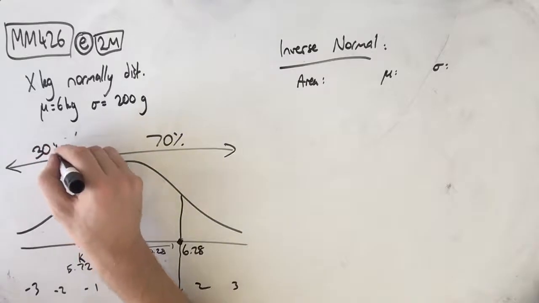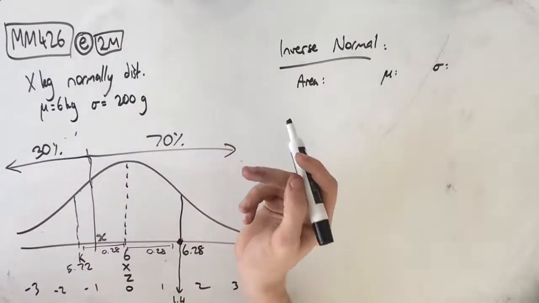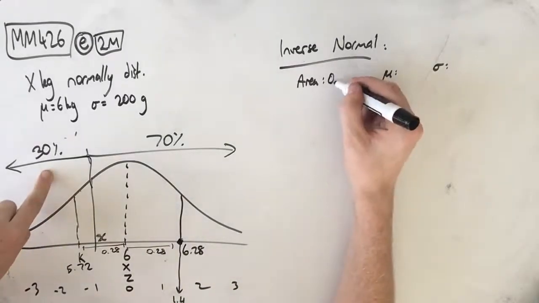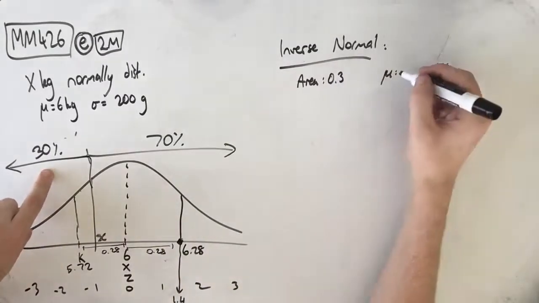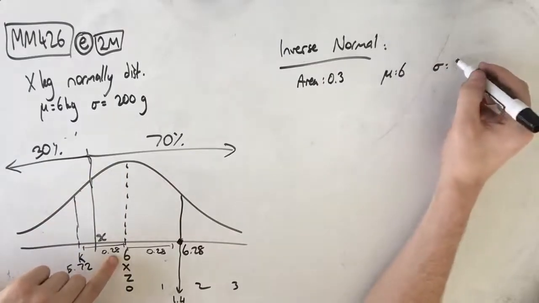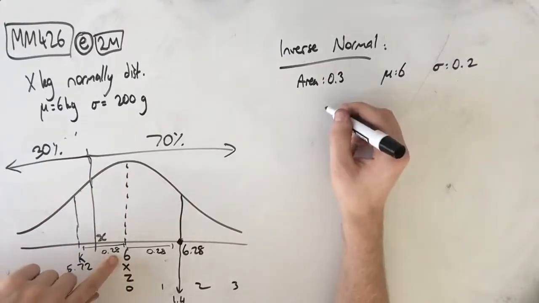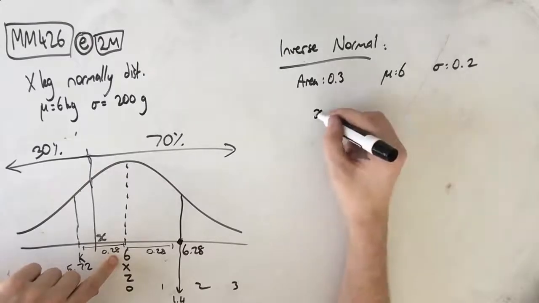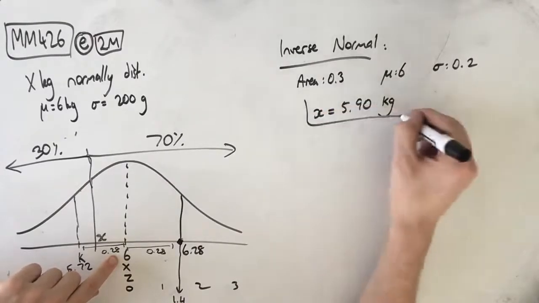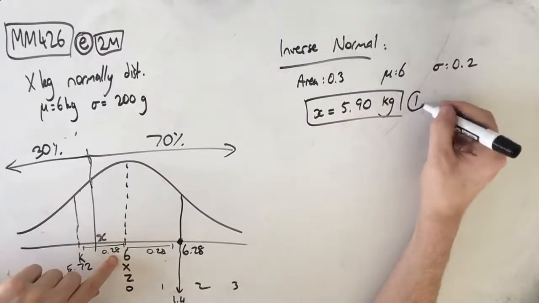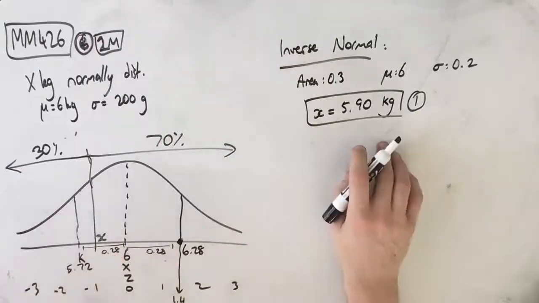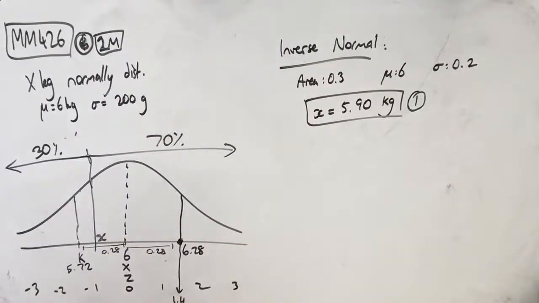So to the left would be 30% because to the right is 70. Everything has to add to 1, which means that our area is 0.3, right? Our mean is 6, and our standard deviation is 200 grams, which is 0.2 kilograms. Awesome. Now what this spits out is X equals 5.90 kilograms. And that is our first and final mark for part F. Part F was a 1 mark. And that's it for part F. Let's move on to part G.